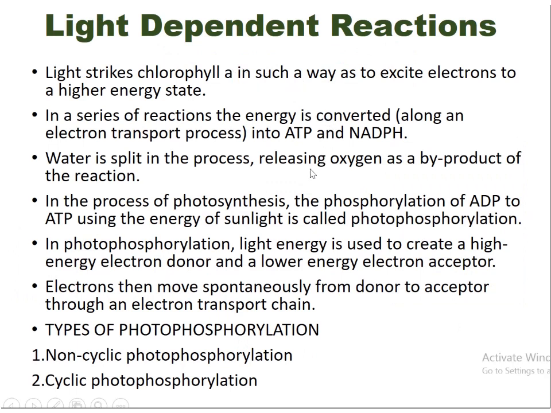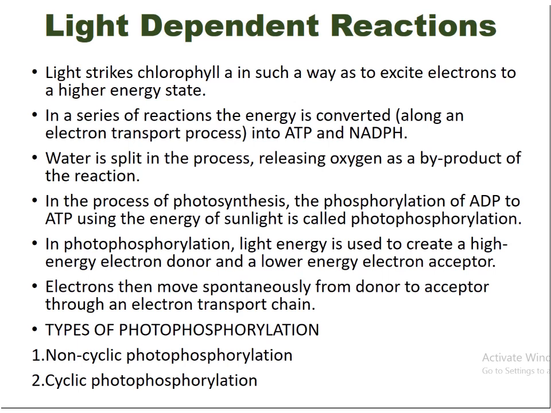Now, the light dependent reactions, or the photoreaction, is the first stage of photosynthesis. In this process, plants capture and store energy from sunlight. The main function of this reaction is to provide a source of ATP and reduced NADP, that means NADPH2, which are then used to reduce carbon dioxide in the light independent reaction. Light strikes chlorophyll a in such a way that it excites electrons to a higher energy state.